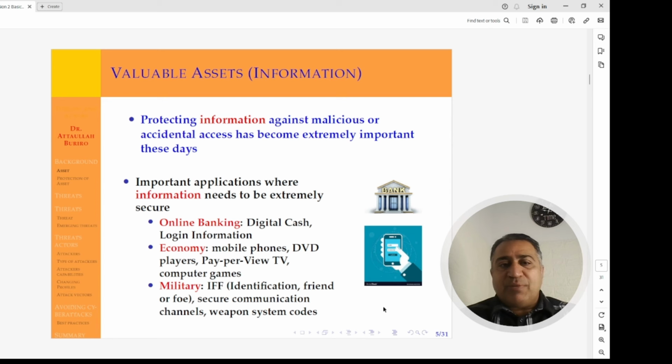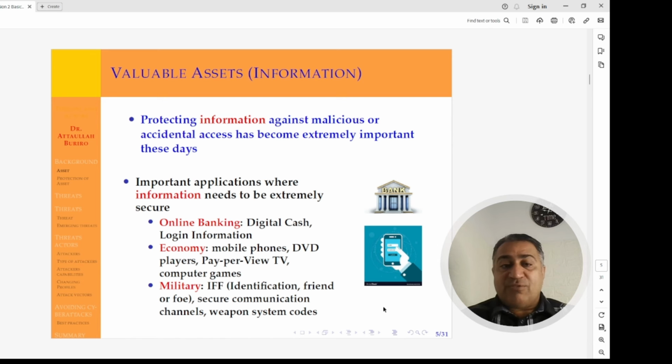So there exist multiple applications of securing assets. When I say asset, I mean information. Okay, so in online banking, this information is extremely crucial. We need to secure it. Okay, from an economy perspective, mobile phones, DVD players, all these resources require information to be protected.